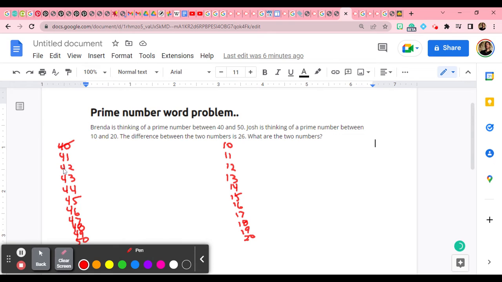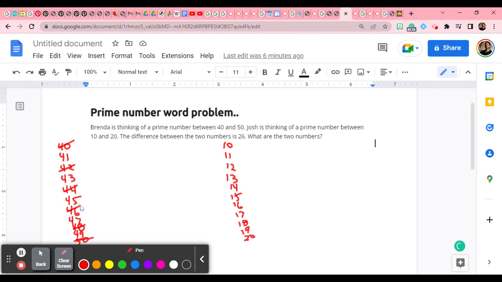Once you get past 2, every even number is composite. So 42 we could divide by 2, which is 21. 44 divided by 2 is 22. So any number that's even is automatically a composite number, so we can just get rid of those.